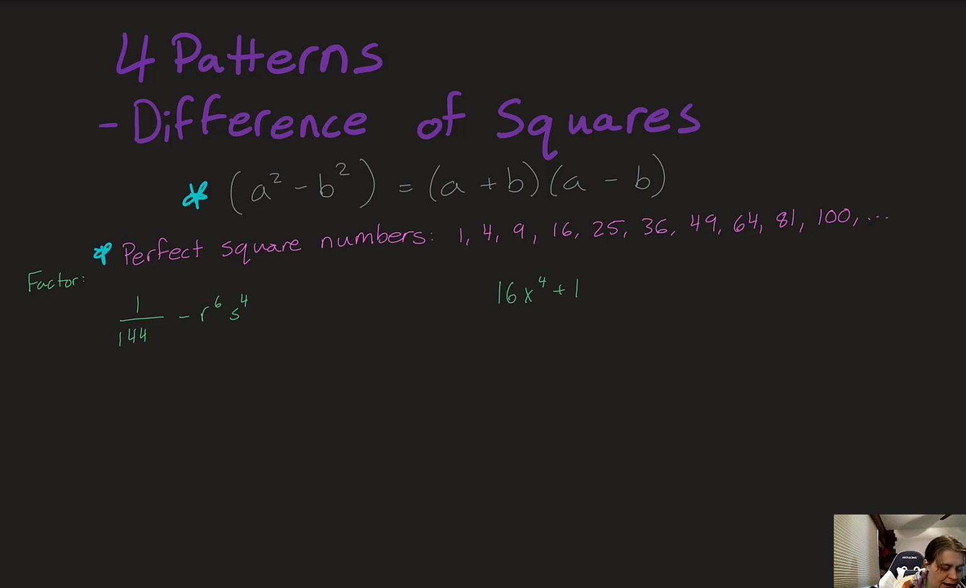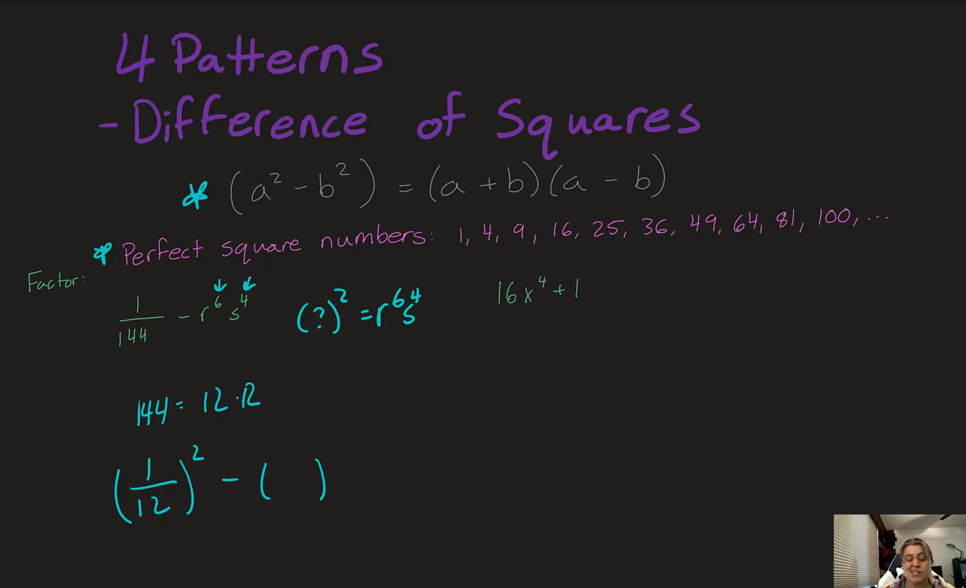So 144, I know that that is 12 times 12, right? So this is really 1 over 12 that's being squared. And both of these exponents here are even. If all of your exponents are even, that means you do have something that you're getting squared to create that. And to find the thing that you're squaring, what squared gives me r to the 6 s to the 4? That's the thing that I'm looking for that I'm going to put inside parentheses right here. An easy way to do that is to take your exponents and divide by 2. So that's r cubed s squared.